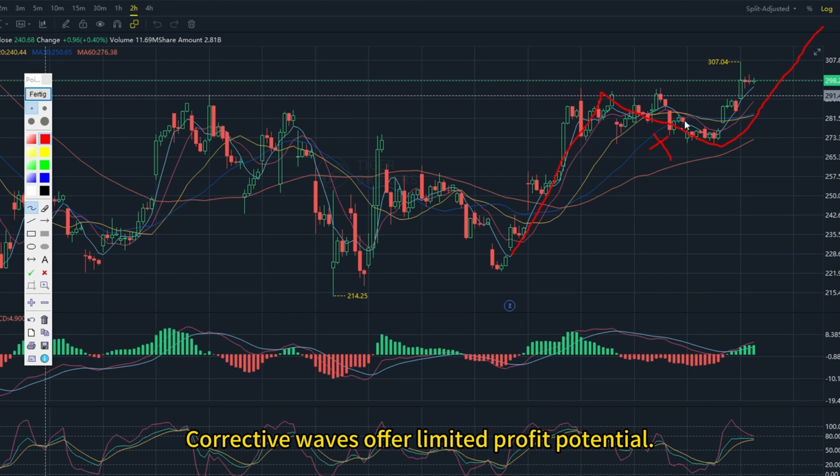Corrective waves offer limited profit potential. They are also more complex and harder to manage. If you make a wrong move, you could miss out on the next big bullish opportunity. When you get trapped in a losing trade, not only do you lose money, but you also miss the next potential setup. So under these conditions, we only trade waves 1, 3, and 5, the main impulsive waves. We focus on trend, not counter-trend setups.